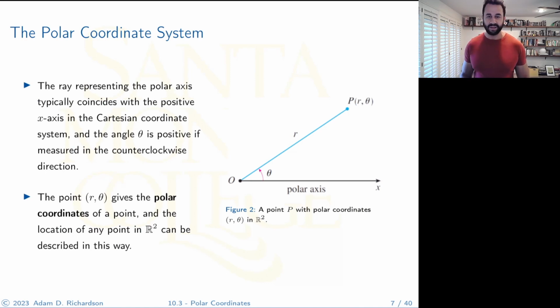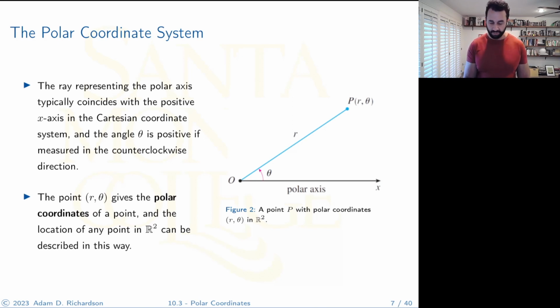So these are things I already said, actually. The ray representing the polar axis typically coincides with the positive x-axis. Just like before, if theta is positive, that means you're going to be turning counterclockwise. It's always hard to do backward. And then this point r comma theta gives you the coordinates of this point right here. And again, this works for any point in the plane.